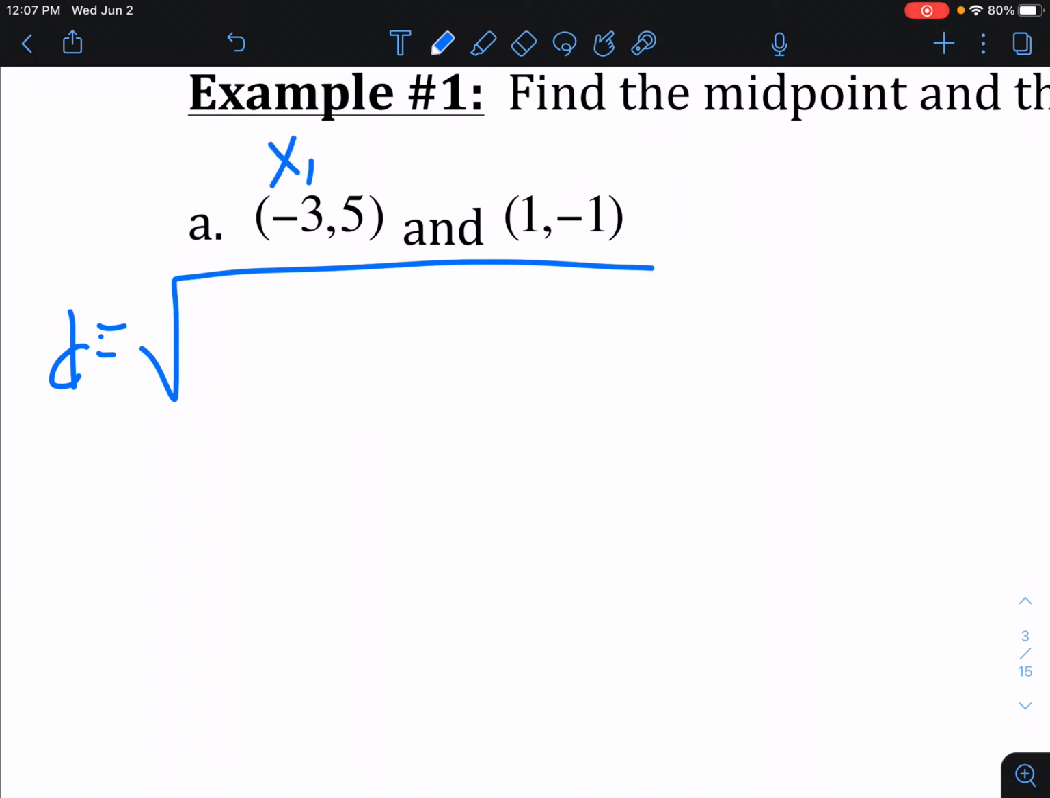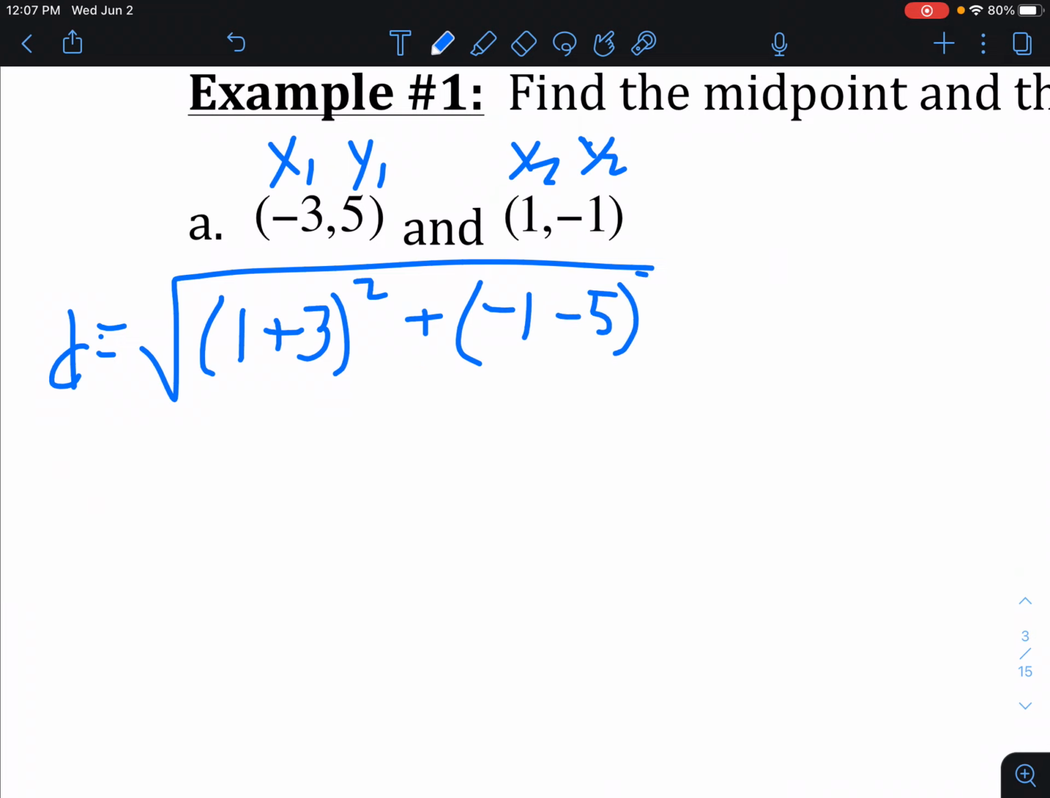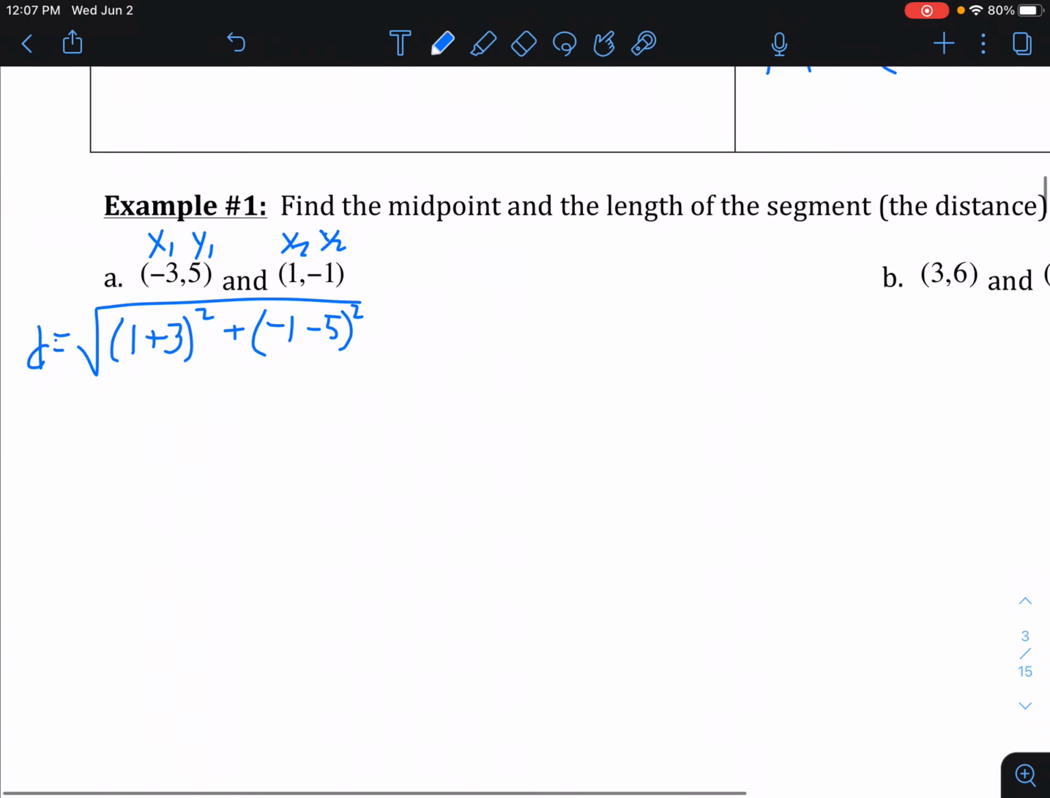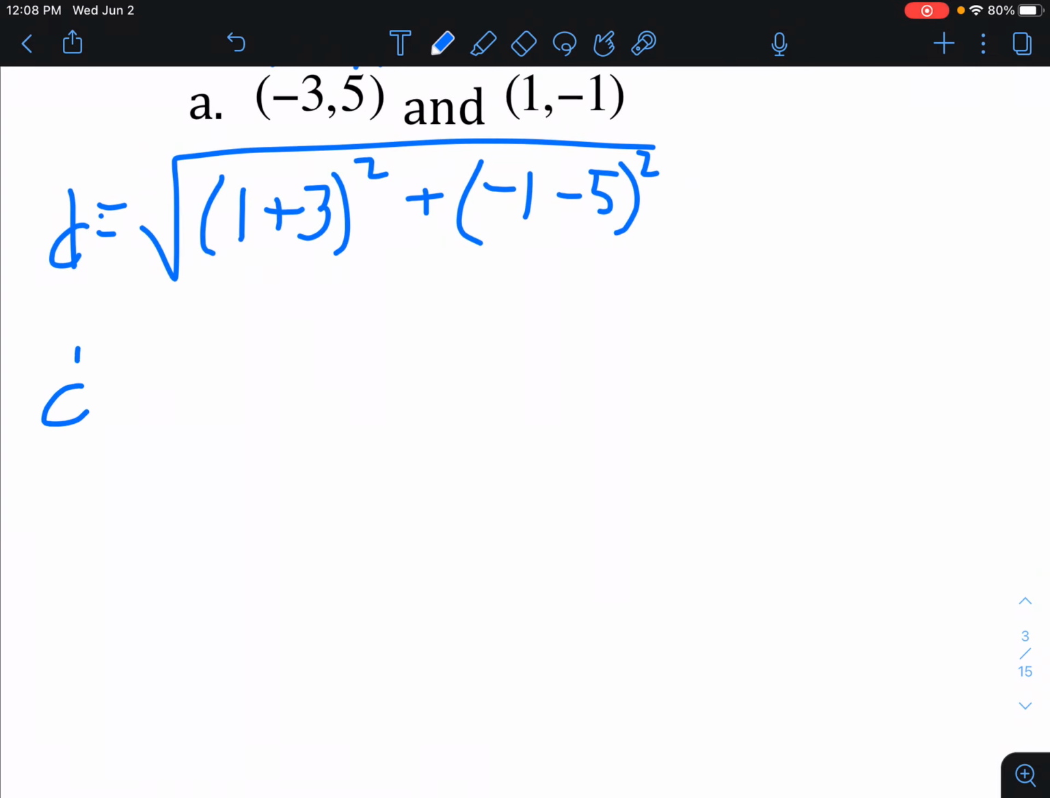So of course we would label x1, y1, x2, y2, if you need to label. Some people don't. It's not necessary. All right, so big square root, then we have x2 minus x1 squared. Notice I put minus x1, double negatives change to a plus, then a plus sign, then y2 minus y1 squared. And now I am going to continue my work below.